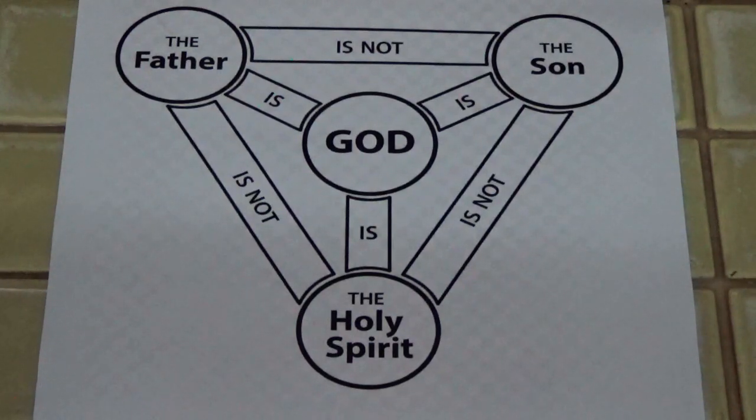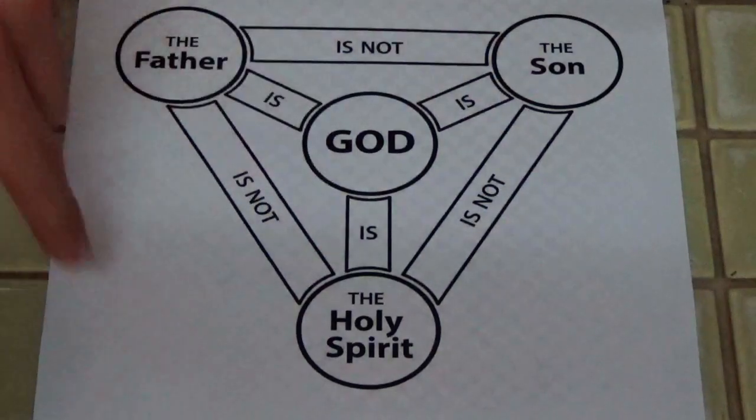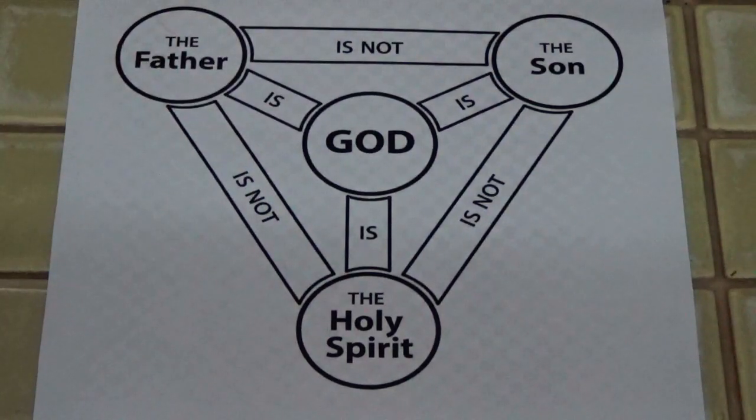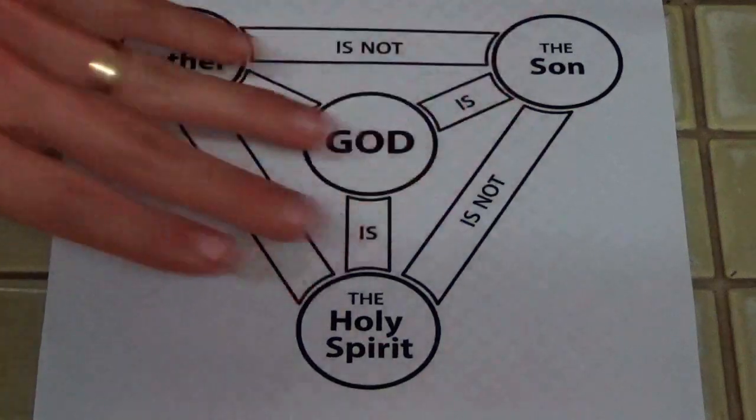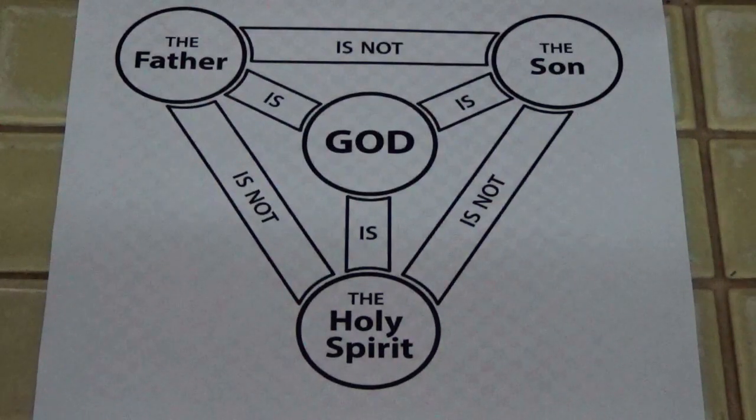So the Trinity Shield is this special symbol, which is like a triangle in a shield shape, and it has the Father, the Son, and the Holy Spirit on that, and then it has God in the middle. And this shield is used to help explain how we understand the doctrine of the Trinity.